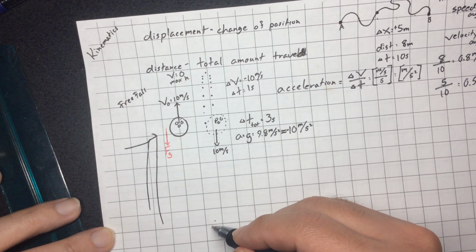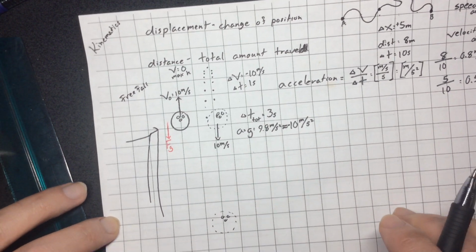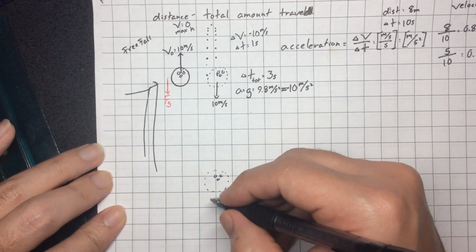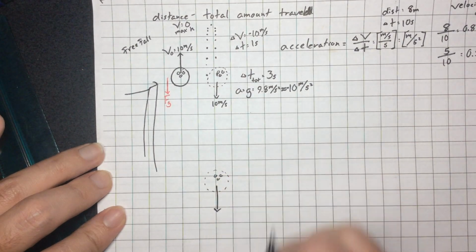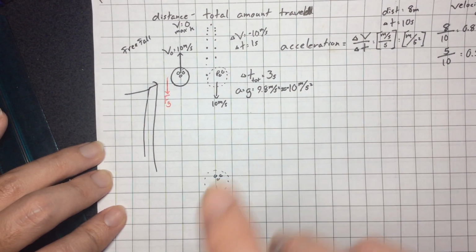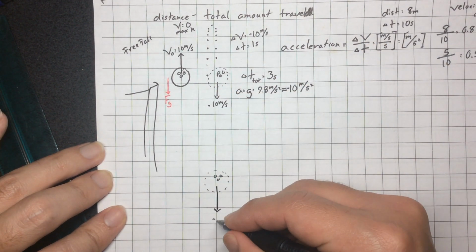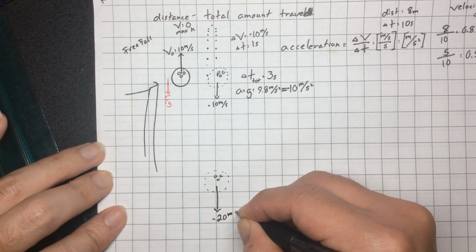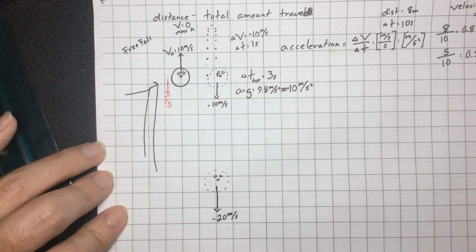I'm not sure where at the moment, but he will be down there, and he will be moving much faster because he is allowed to move for 1 more second. And if gravity affects you for 1 more second, that means we can tack another negative 10 on, and this 10 meters per second will turn into a negative 20 meters per second if we are allowing gravity to work for 1 more second in time.